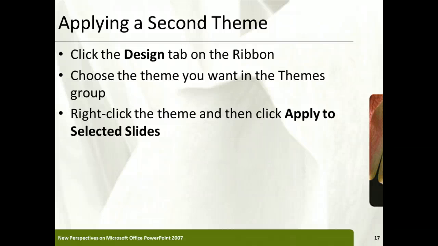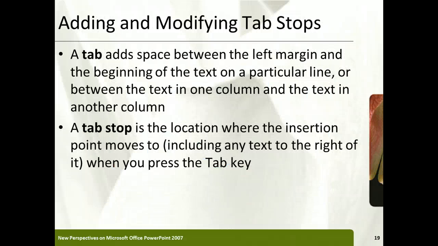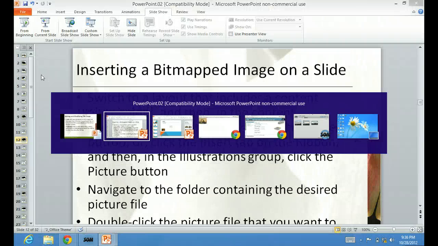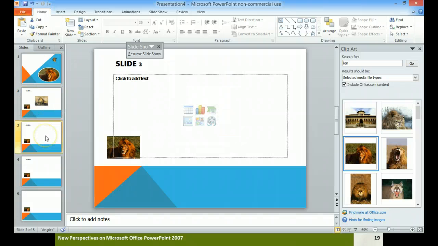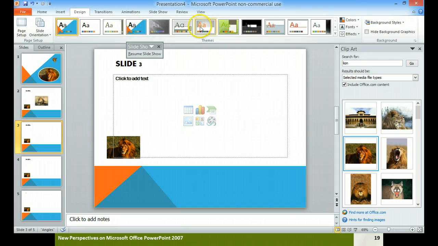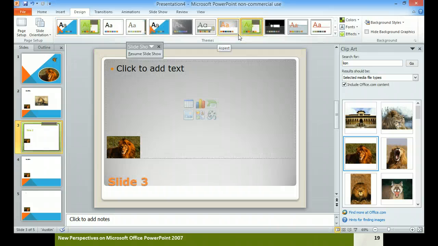I just left-clicked on it, applied to all slides. All right? You can see how often I do second theme. Exactly. So let's do that. Let's go ahead and go to your presentation. Say I want to do a different theme for slide 3. So I'm going to click on slide 3, go to Design, right-click on another theme up here and apply it to selected slides. And notice how I just applied it to that one slide.